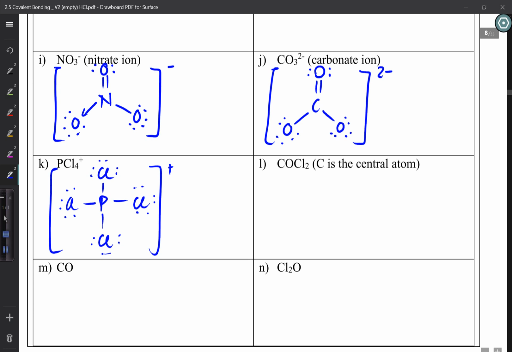COCl2. If I tell you C is the central atom, you know C must be double bonded to O, connected to Cl, connected to Cl. Same thing, just draw the lone pairs. Next one, CO, carbon monoxide.